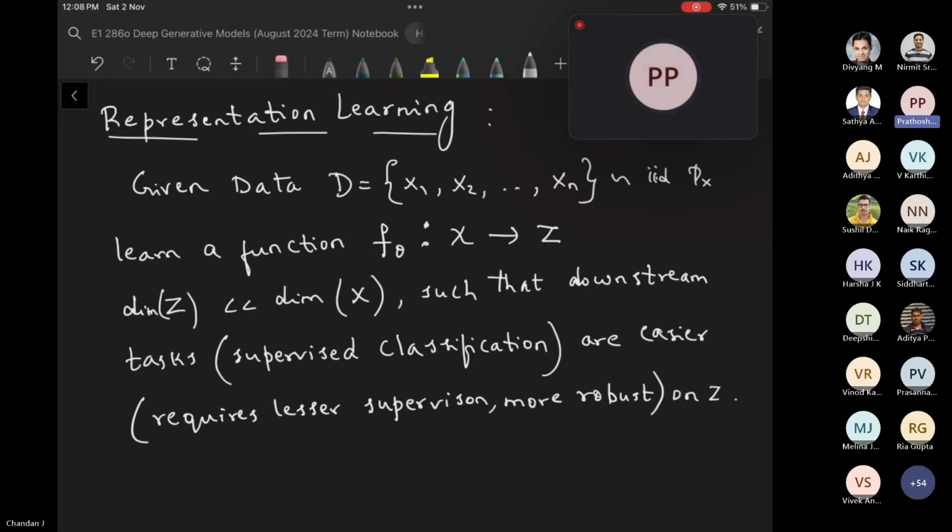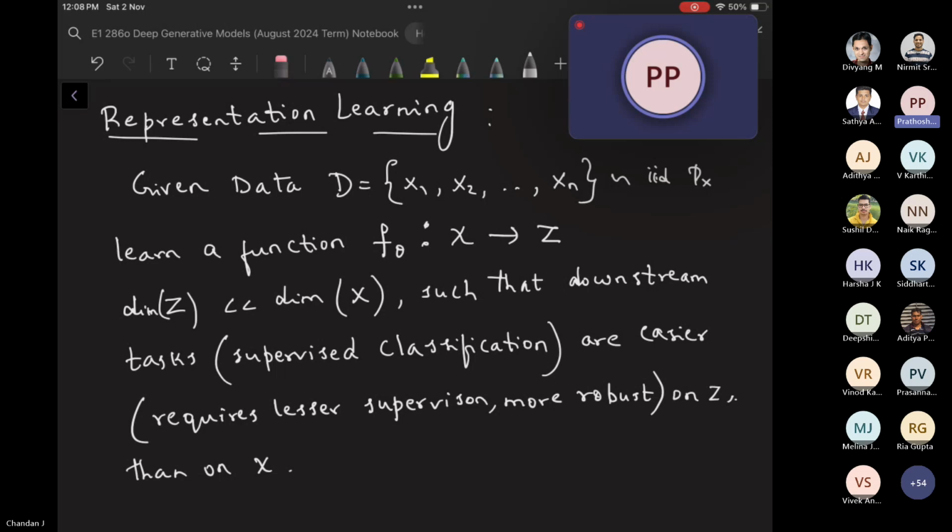So this is the objective. You have to learn a function from the data space to some space Z such that some downstream tasks, such as supervised classification, are easier in terms of requiring lesser supervision or being more robust on Z than on X. So this is the goal. Okay, we have already seen learning some of these Z's, right?